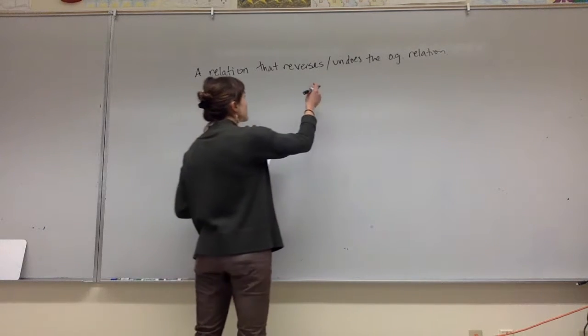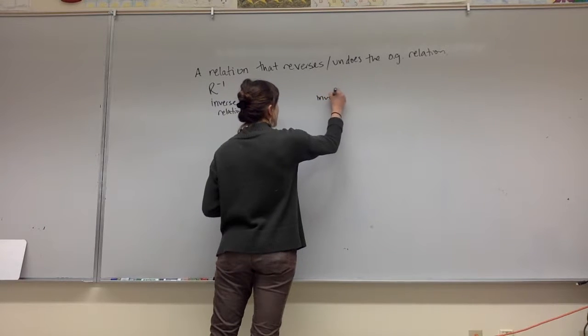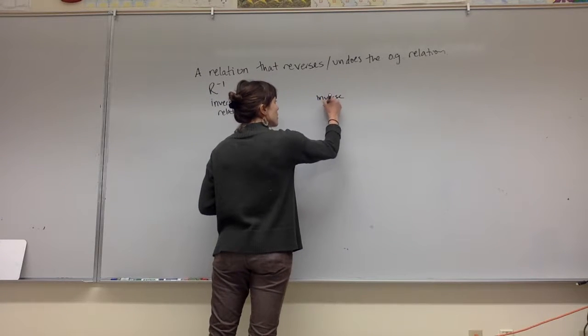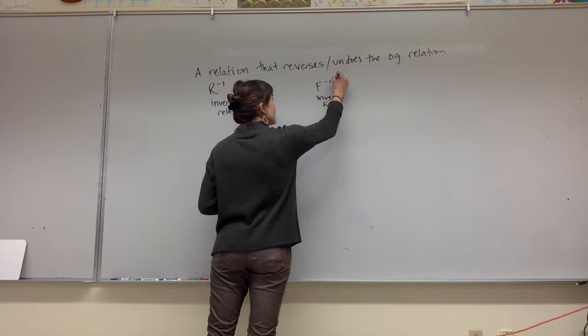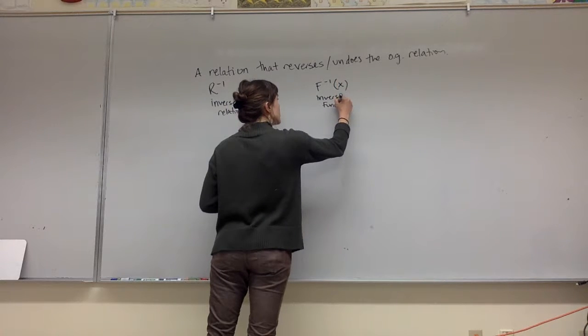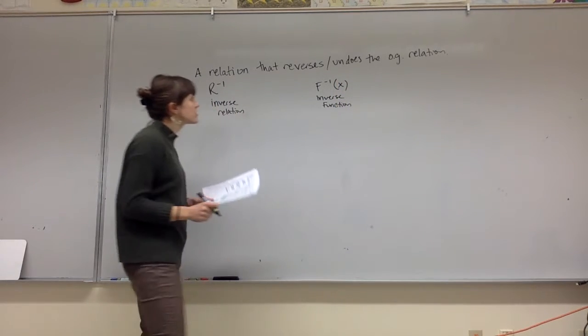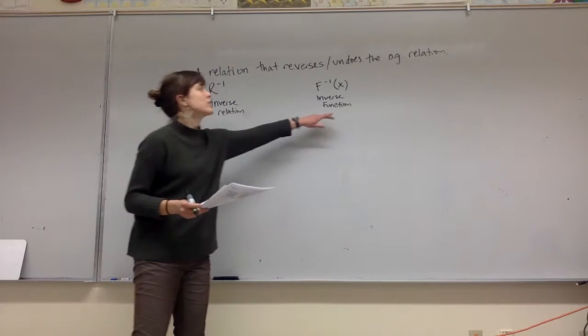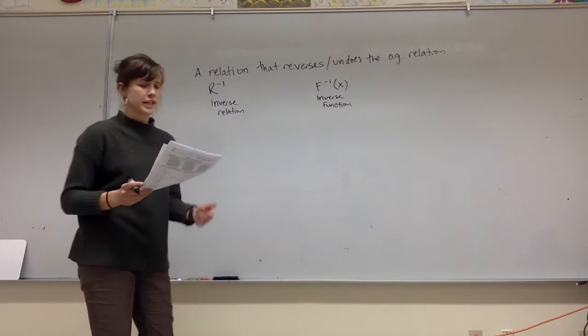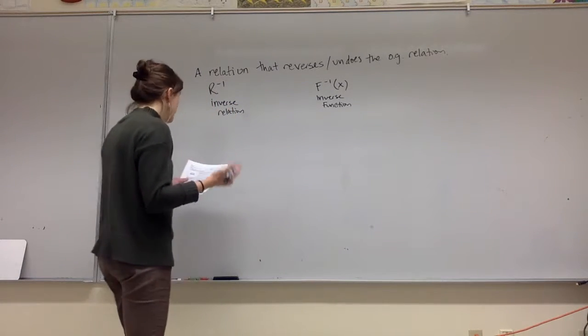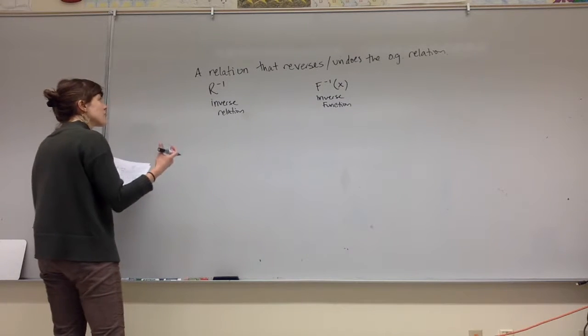And then our notation for the inverse function is what again? f to the negative 1 of x. So these are our two main notations that we'll be using. We'll mostly just be using this one here. And so an example of this, it gives an example of a relation.